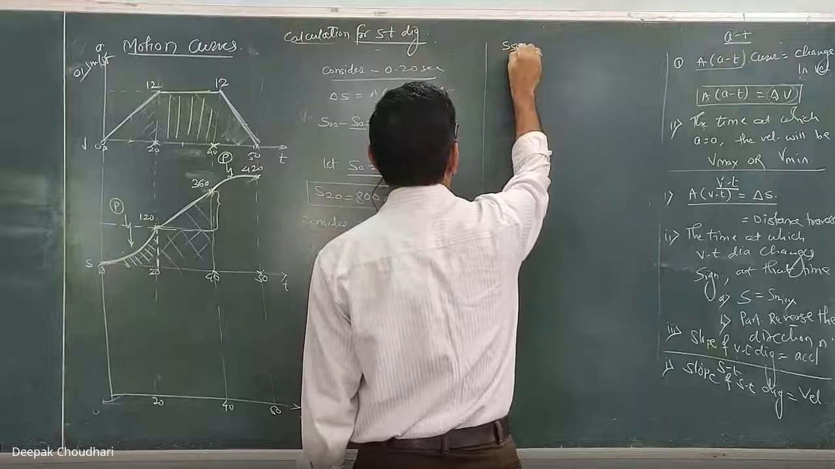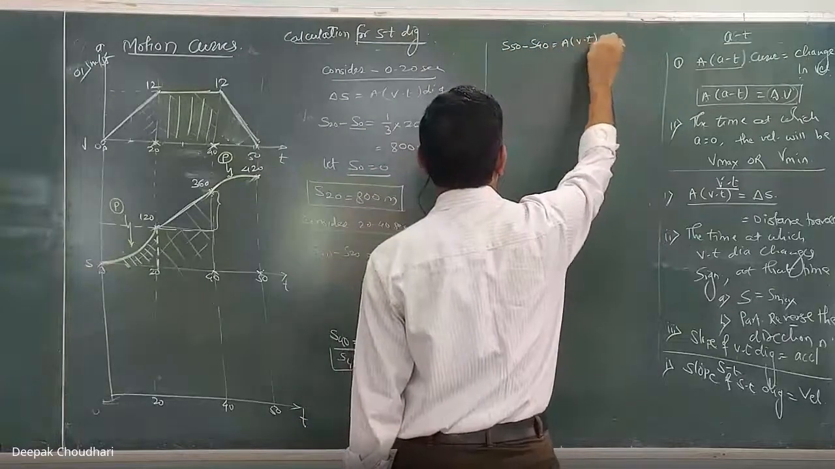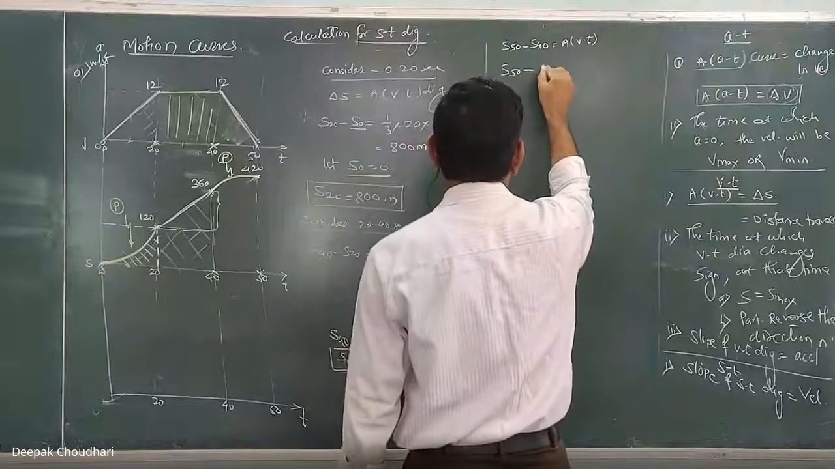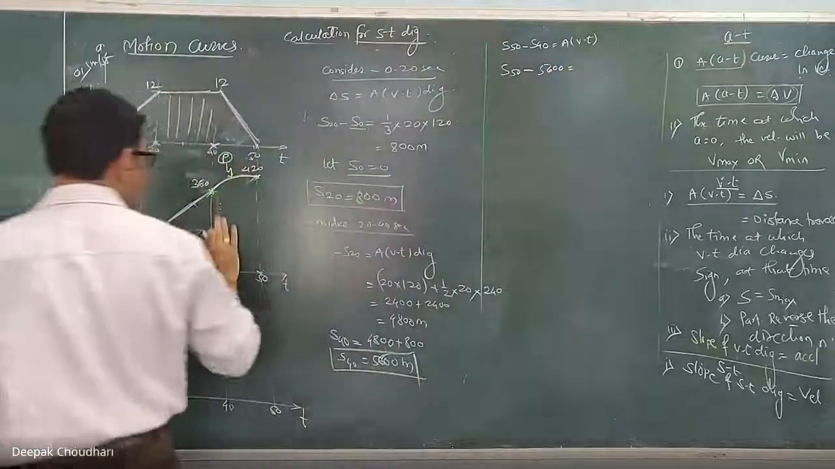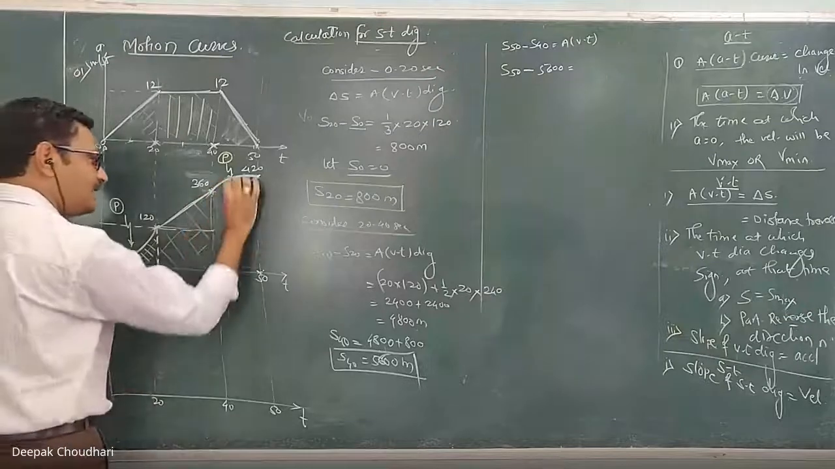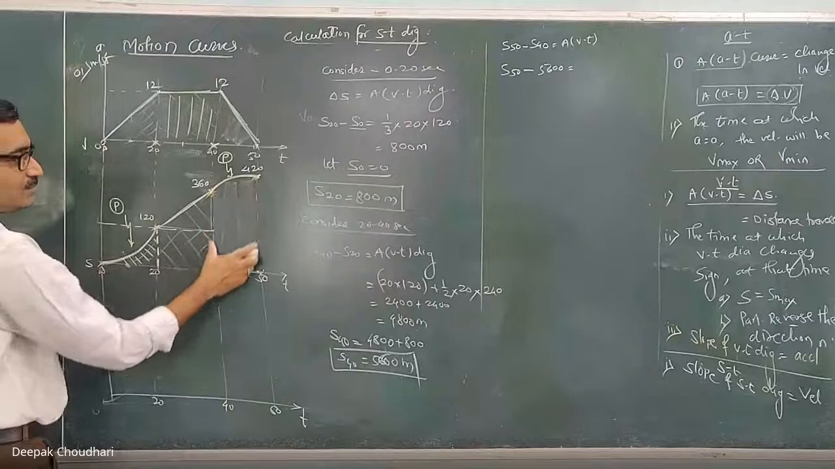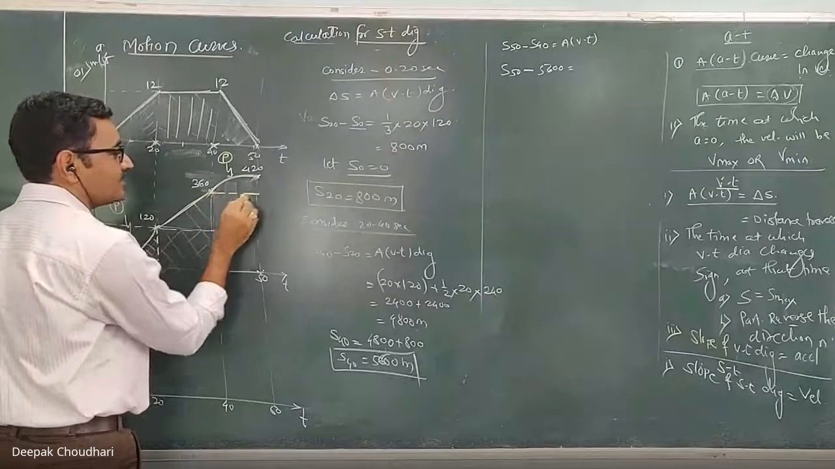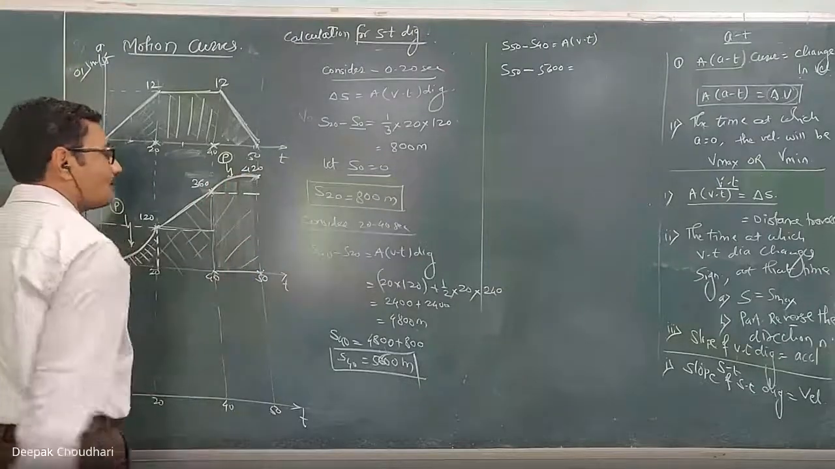For the next interval, S50 minus S40 is equal to the area under the VT curve. So it is S50 minus S40, and S40 is 5600. Now how much is the area under the VT diagram? This VT diagram is a parabola. What is the area under this VT diagram from 40 to 50 seconds? I need the whole area. So to calculate this area, I will split it into two parts: the area of this rectangle plus the area under this convex curve.